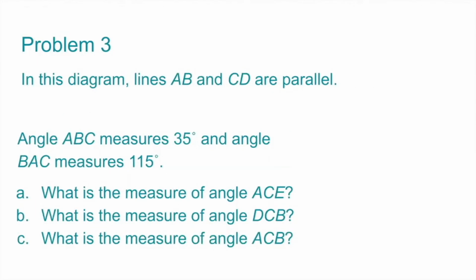Number 3. In this diagram, lines AB and CD are parallel. Angle ABC measures 35 degrees and angle BAC measures 115 degrees. What is the measure of angle ACE? What is the measure of angle DCB? What is the measure of angle ACB? I'm going to go back to the diagram and figure out all the missing angles. Then I'll come back to A, B, and C.